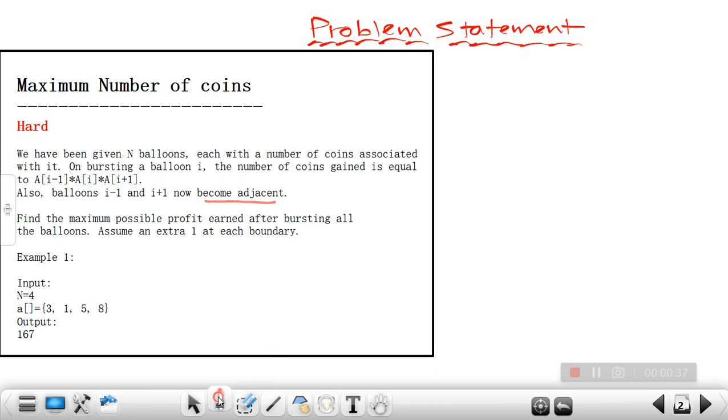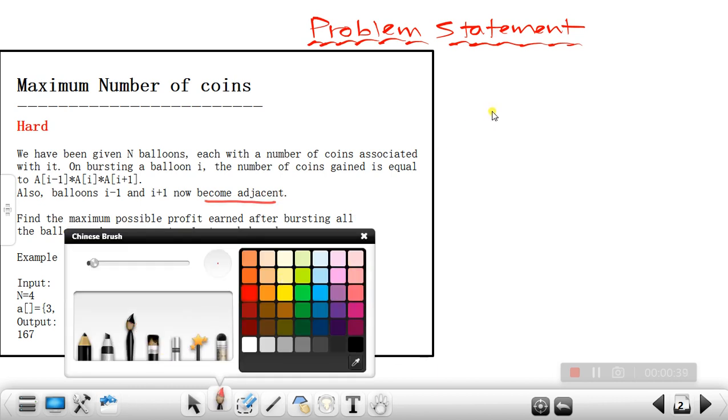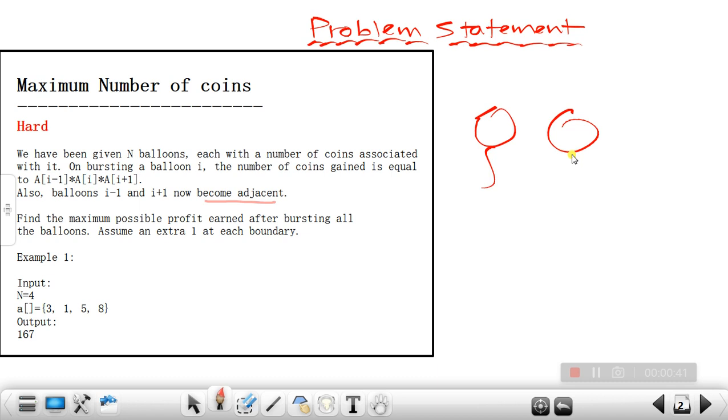So the problem basically is saying that I have n balloons. Let me take three balloons. I have three balloons, and each balloon has some value associated with it. Let's take 3 here, 5 here, 7 here. These are the number of coins associated with the balloons.